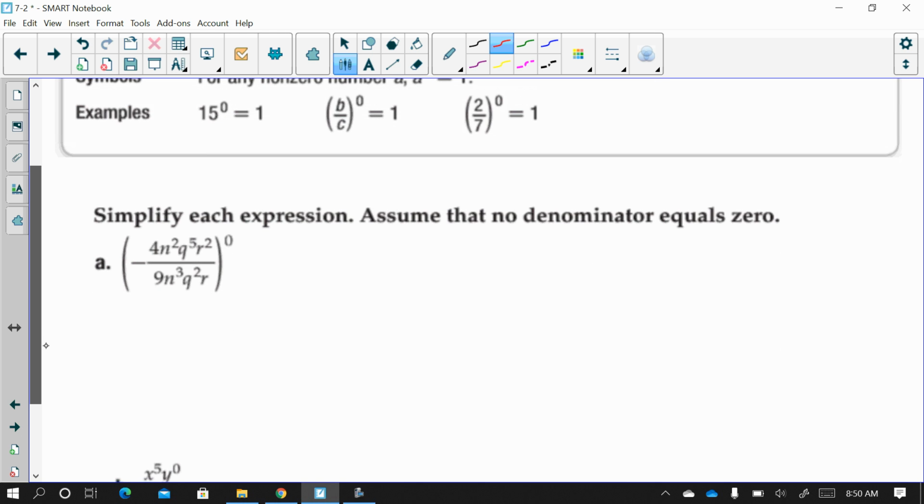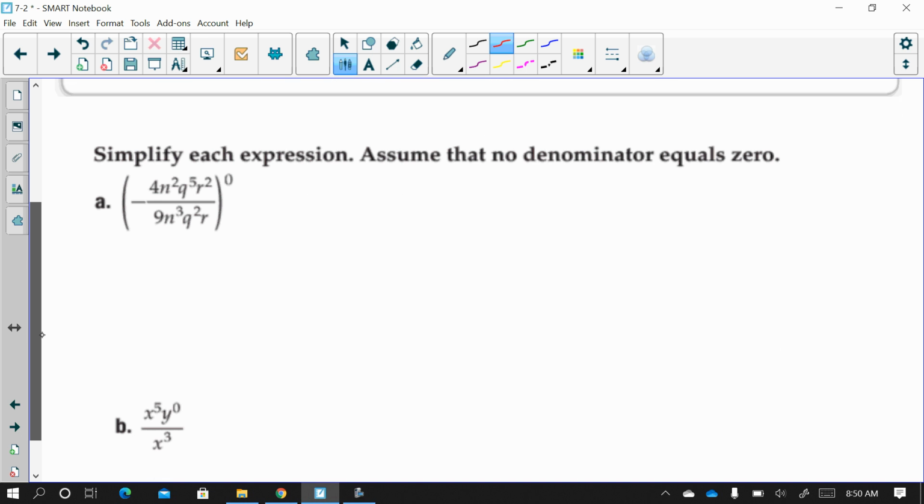So let's look at some examples. Okay, letter A. What is raised to the 0 power? Well, that entire thing is raised to the 0 power, so that just equals 1. Notice how the whole set of parentheses is to the 0? That's why it's just a 1.